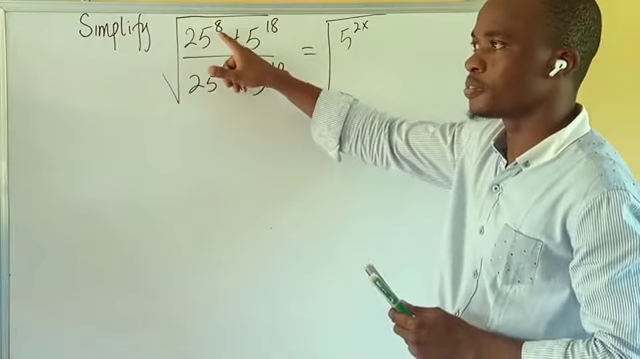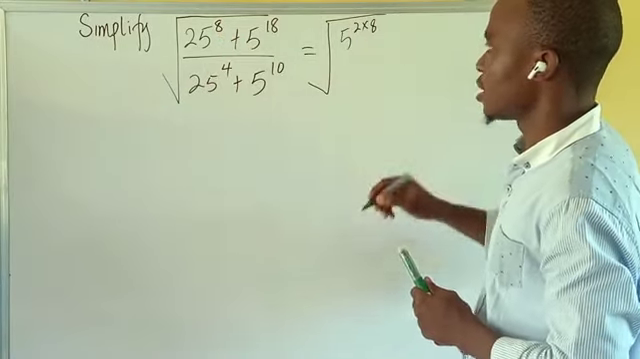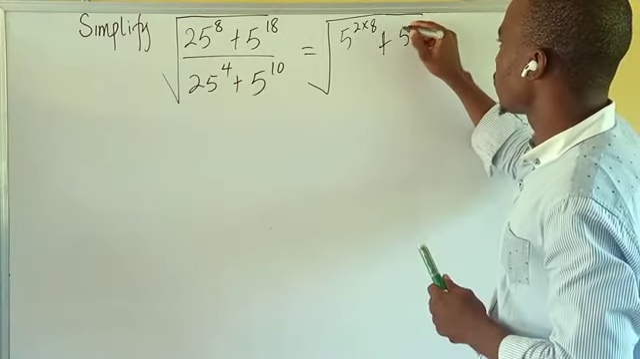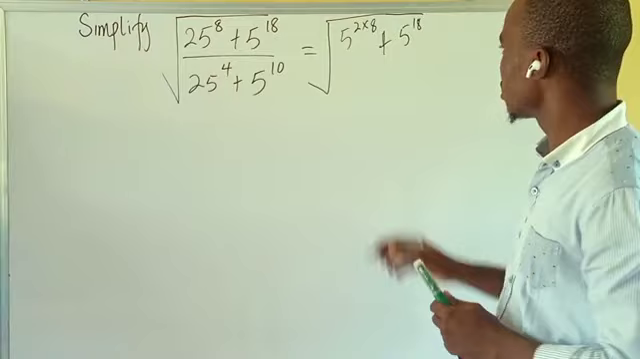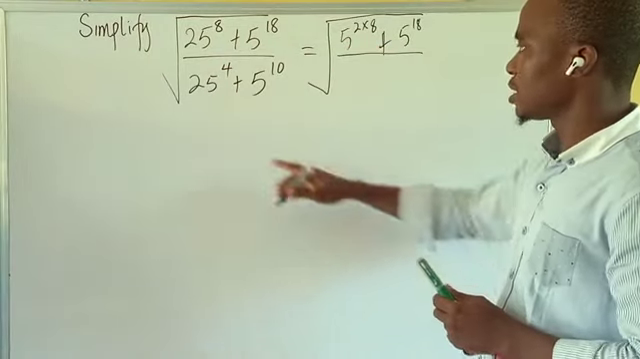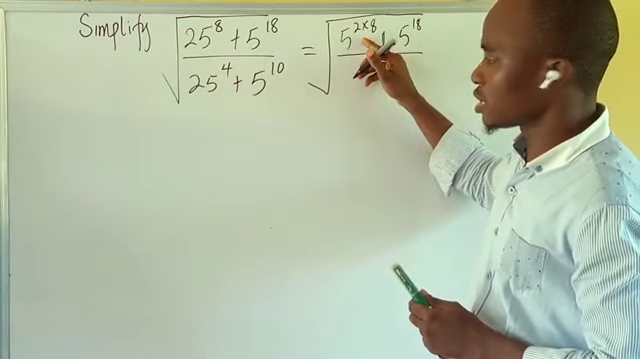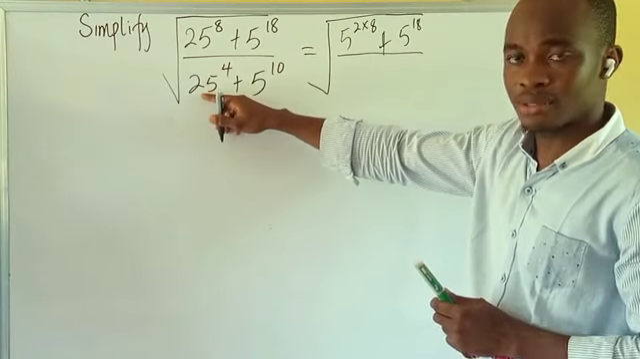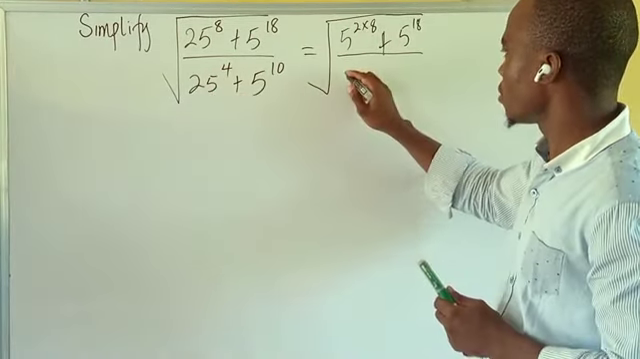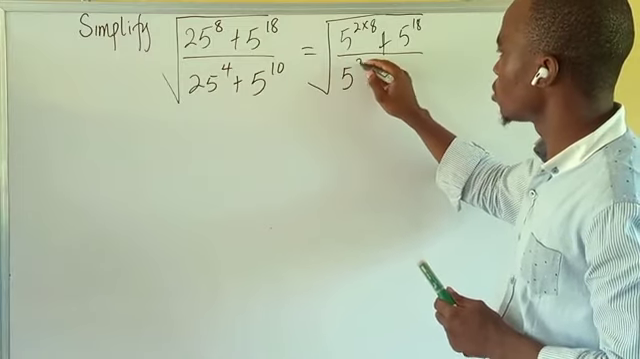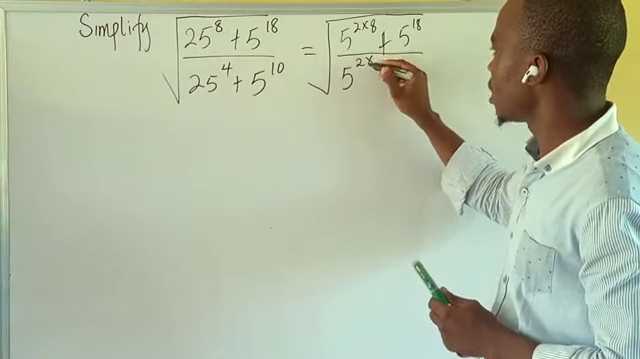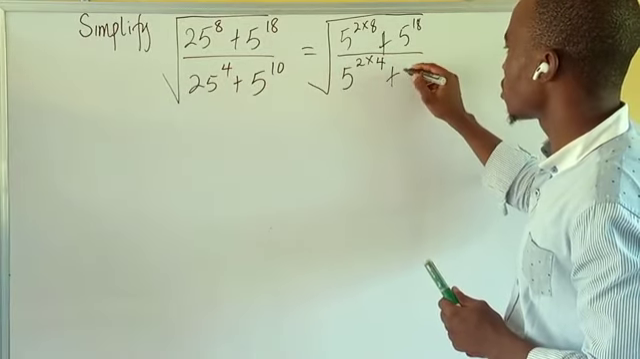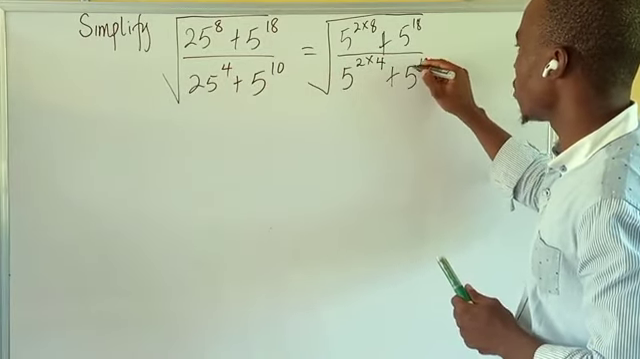multiplied by 8 here. So we are going to have this plus 5 to the power 18, then divided by, the same thing we did here. We try writing this as base of 5. So we have 5 to the power 2, then multiplied by 4 here, plus 5 to the power 10.